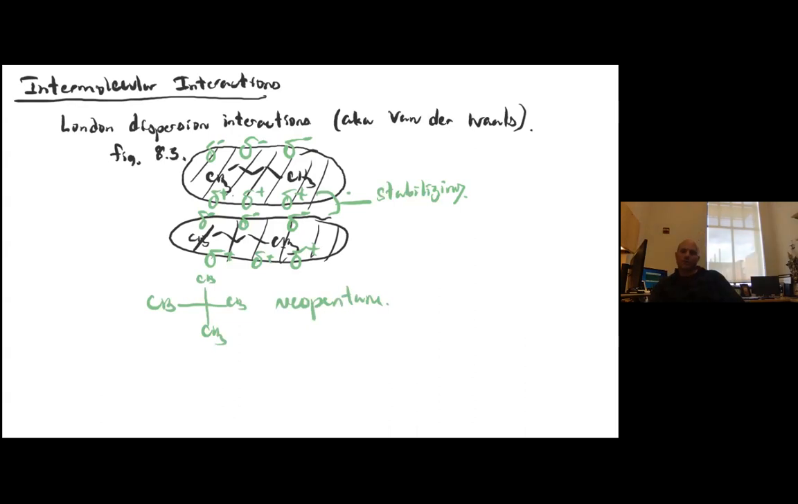And that's reflected in the boiling points. And so the boiling point of neopentane is much lower than pentane. I think it's even a gas at room temperature. All right, so then the next one are dipole-dipole interactions, which are typically stronger.